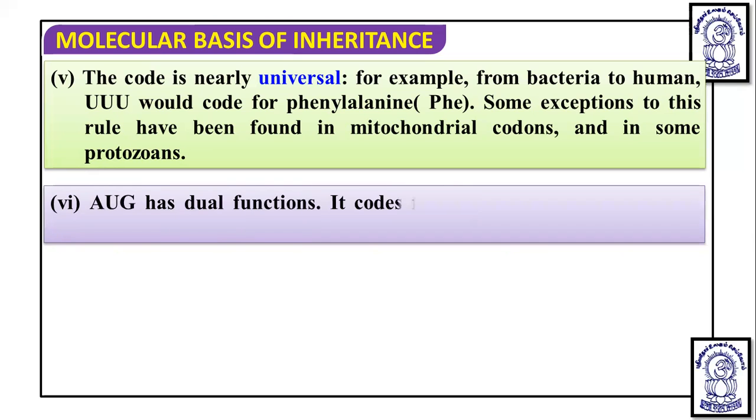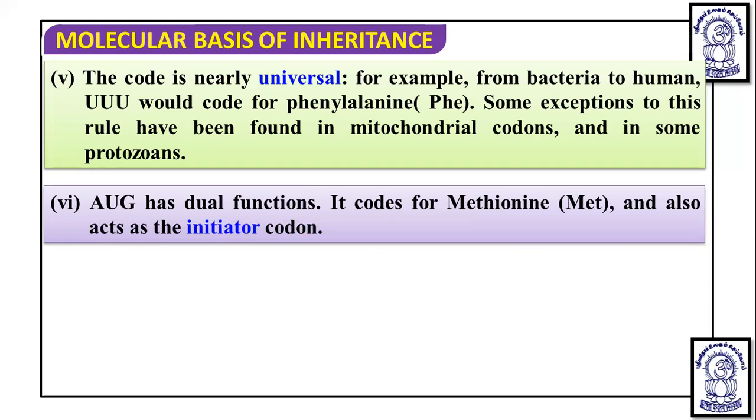Now, AUG has a dual function. It codes for methionine as well as acts as a start codon, or initiation codon, meaning the point from where translation initiates. Apart from this, there are some exceptions. Initiation codon and stop codon, we have discussed. Some more properties are there.